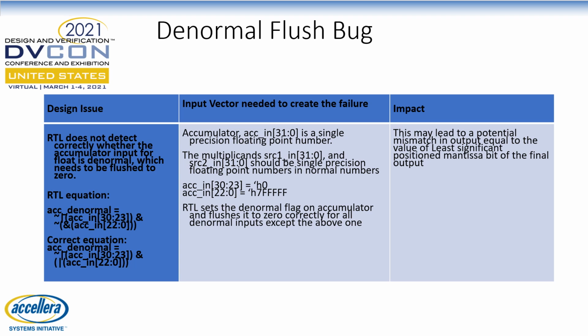The reason that this was a corner case bug was that it was only found in the case given in the second column, where the exponent was 0 and the mantissa was all ones. Only in that particular case, RTL was setting the denormal flag incorrectly. Otherwise, in all the other cases, it was absolutely correct. It was leading to a potential mismatch in output, equal to the value of the least significant mantissa bit of the final output, leading to a bug.